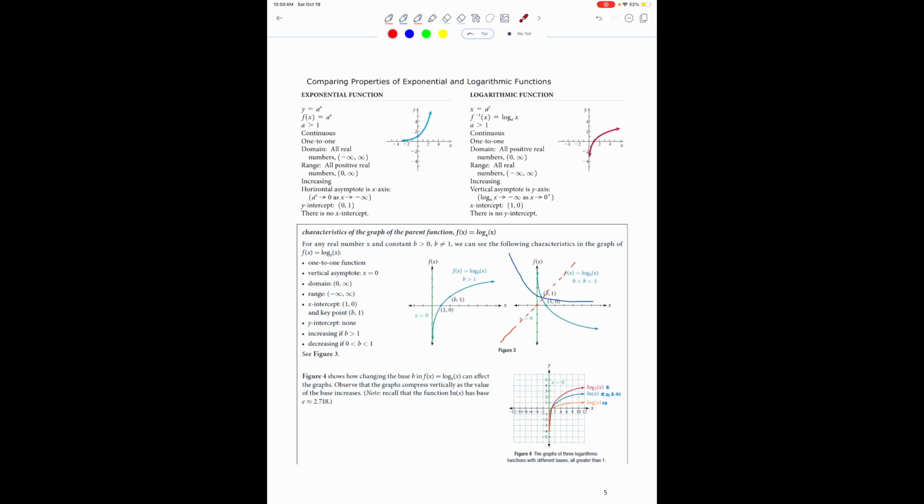The y-intercept, we don't have any y-intercepts. The graph is increasing if the base is greater than 1. So if the base is greater than 1, the graph is going to be increasing. As you can see here, that is where b is greater than 1. If b is greater than 0 but less than 1, so b is positive, but it's less than 1, the graph is going to be decreasing as follows. So the graph is going to be flipping like that, and it's going to be a decreasing graph, as you can see in that shape.